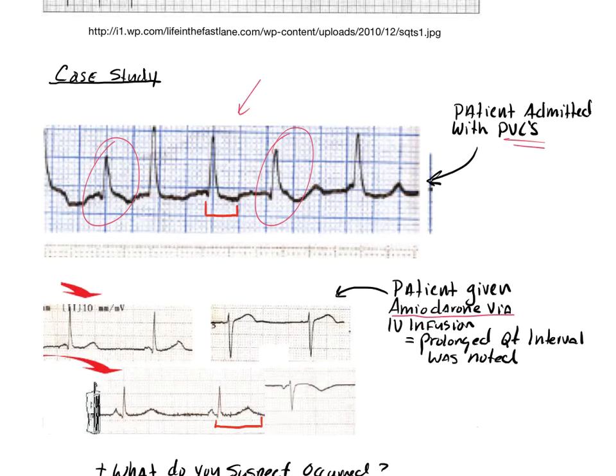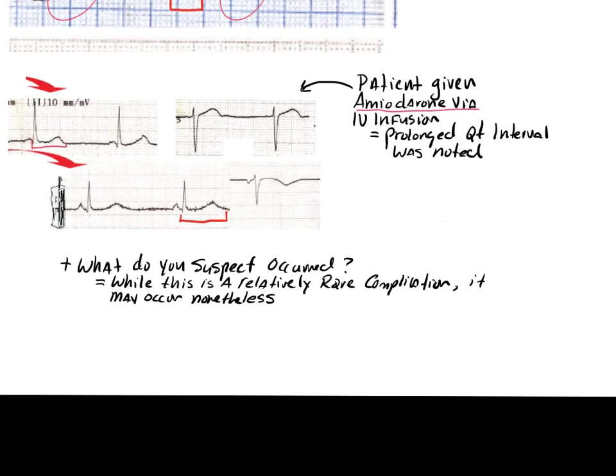Okay, and then the PVCs went away, but we found that the QT interval kind of got prolonged there. You guys can see that there. So we got some QT interval prolongation. So what do you think may have occurred here? The amiodarone caused it. And what do you suppose that might have precipitated? Might have precipitated torsade de pointes, right?